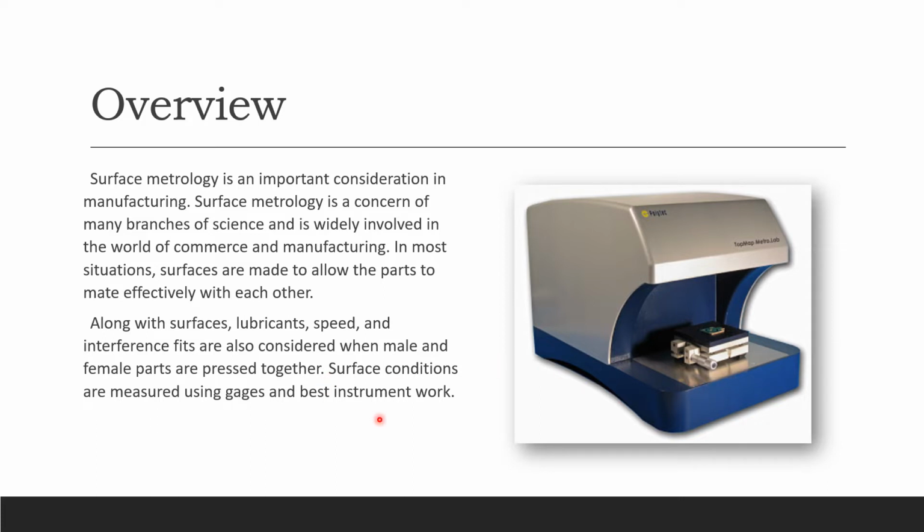Along with surfaces, lubricant, speed and interference fits are also considered when male and female parts are pressed together. Every time we manufacture parts where two surfaces are pressed together, we call them male and female parts, and you will learn that in other courses as well. So right now we're going to concentrate only on metrology measurement. The surface conditions are measured. We're going to use gauges, and also particular instruments to measure the surfaces.